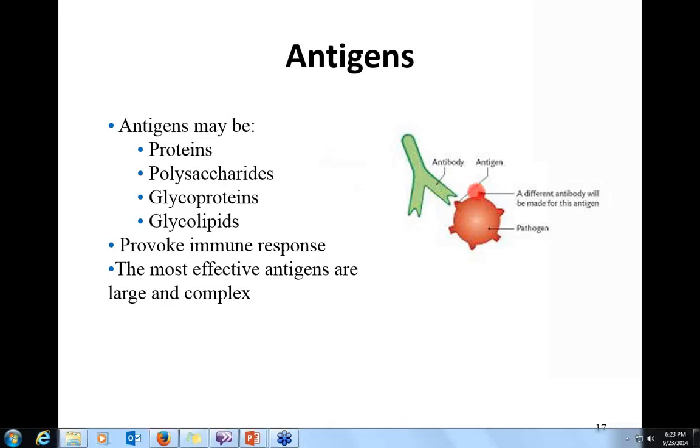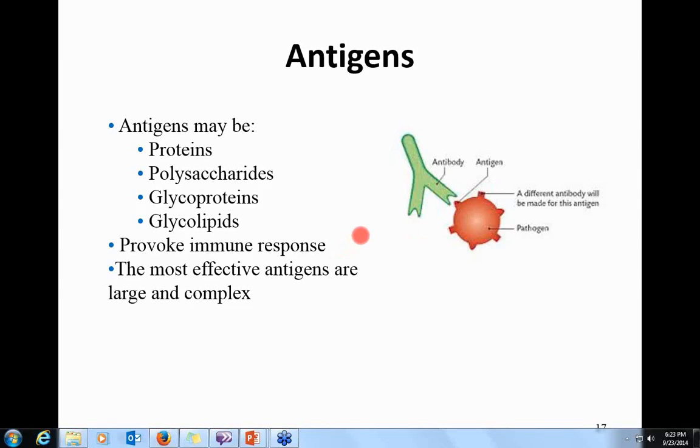Well, they're not necessarily proteins. They can be polysaccharides, glycoproteins, or glycolipids. But the point here, what I'm showing you in red, antigens are on the surface of the pathogen. And these provoke an immune response. So here we see an antibody binding to one of the antigens.